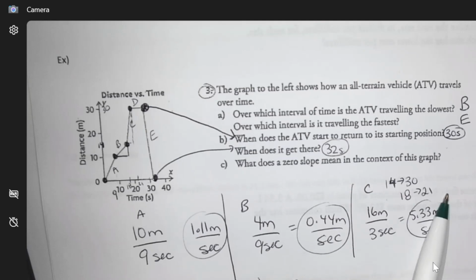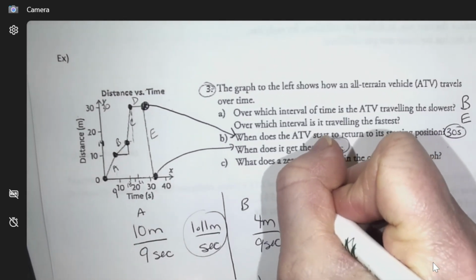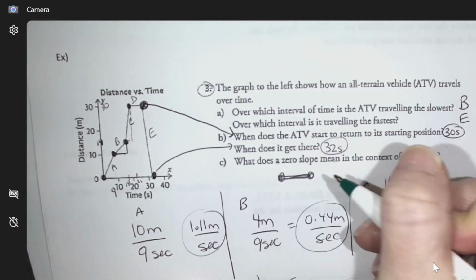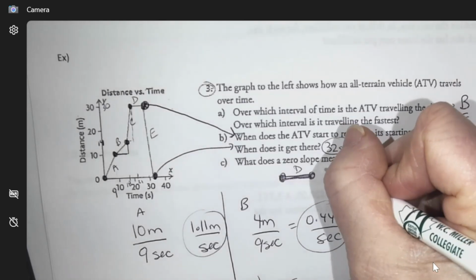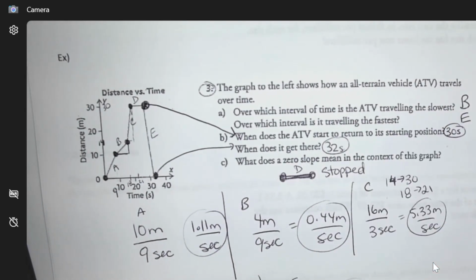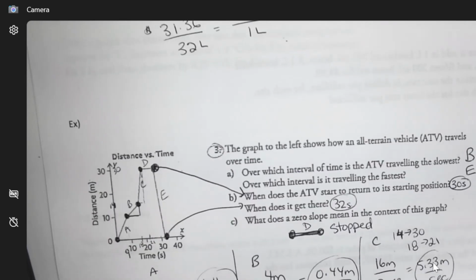What does a slope of 0 mean in this context? A slope of 0 was in our section D. When we did our math, section D had a slope of 0. What does it mean? You're driving a quad. What's happening if your distance was 30 meters and then it was 30 meters? What did you do? You didn't move. So you stopped, right? You just stopped somewhere and you didn't travel. So that's what a slope of 0 means.